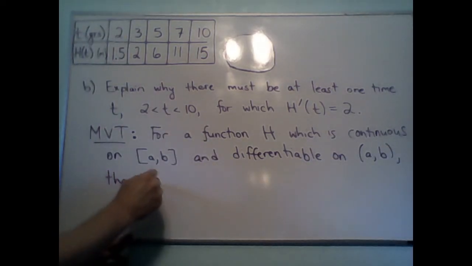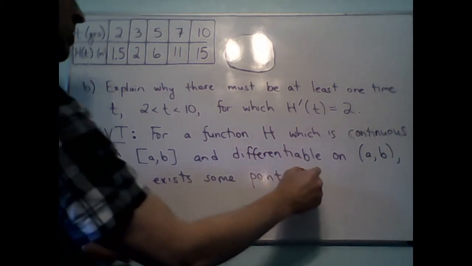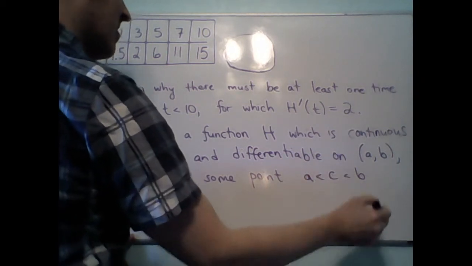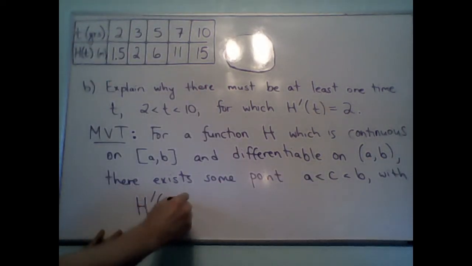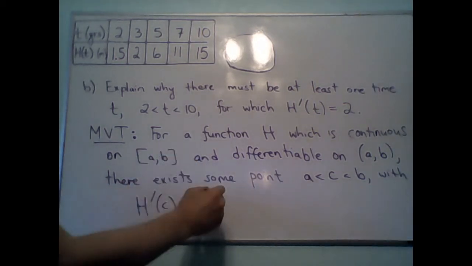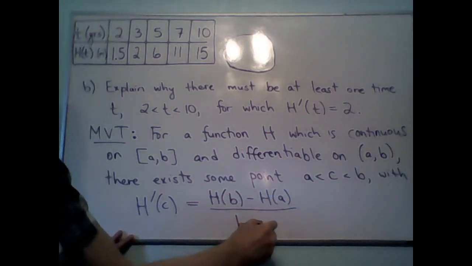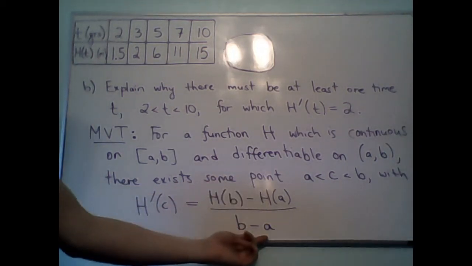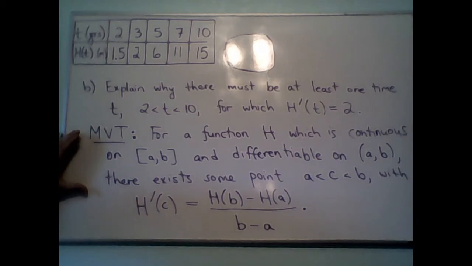there exists some point inside that interval, strictly inside. A less than c less than b, with h prime of c being equal to the average rate of change, once again, h of b minus h of a over b minus a. The instantaneous rate at this point c is equal to the average rate of change, which has this formula here. H evaluated at the two endpoints divided by the distance between the two endpoints. So that's the general statement of the mean value theorem.